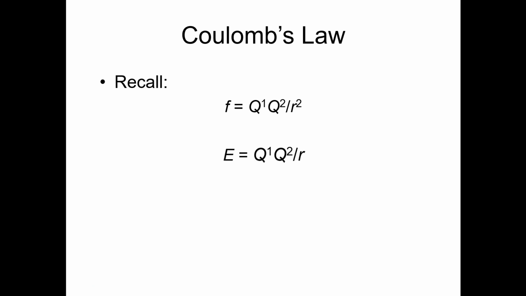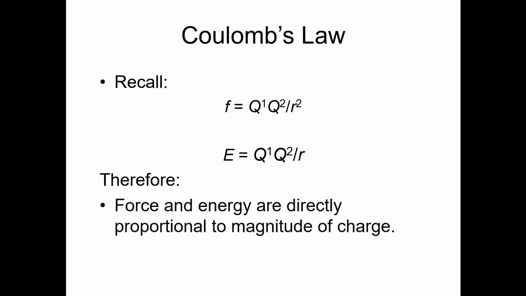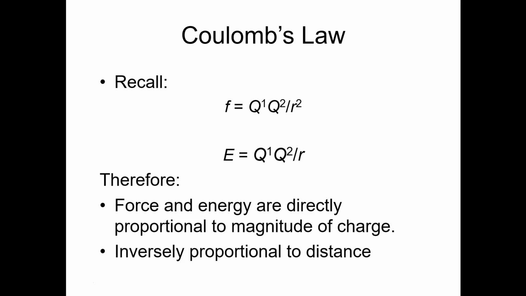And the energy of the system is equal to the product of the two charges divided by the radius. That is the R, which is the distance between the 2 nuclei. And so just think through what the implications of that are. Force and energy are directly proportional to the magnitude of the charge. Therefore, if Q1 and Q2 get bigger, the force between them and the energy of the system are going to go up. These things are inversely proportional to distance. So as R gets larger, F and E actually get smaller.